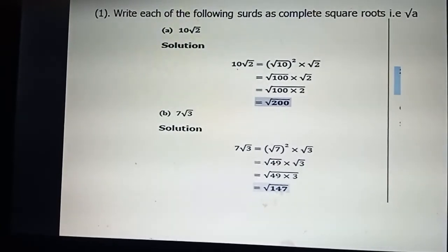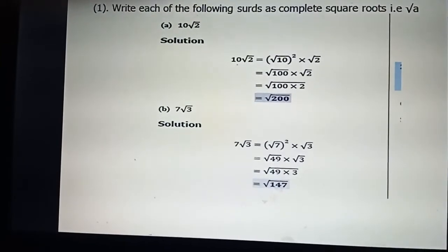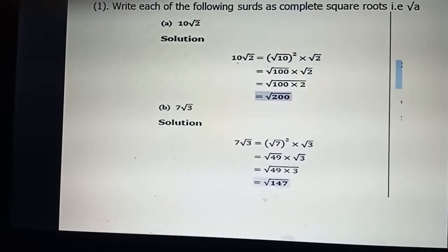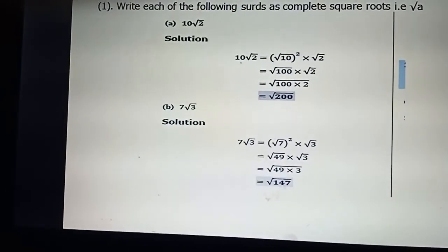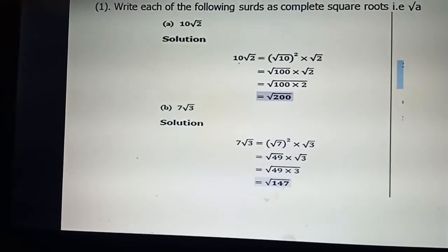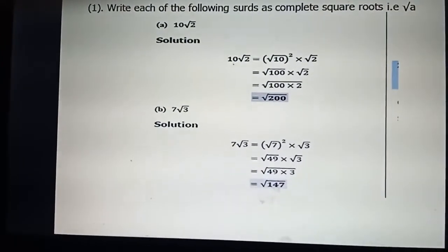Okay. Then the second one, B, 7 root 3. Then you should square the 7. It will give you 49. 49 times 3 to give you what? 147. I hope it's clear.